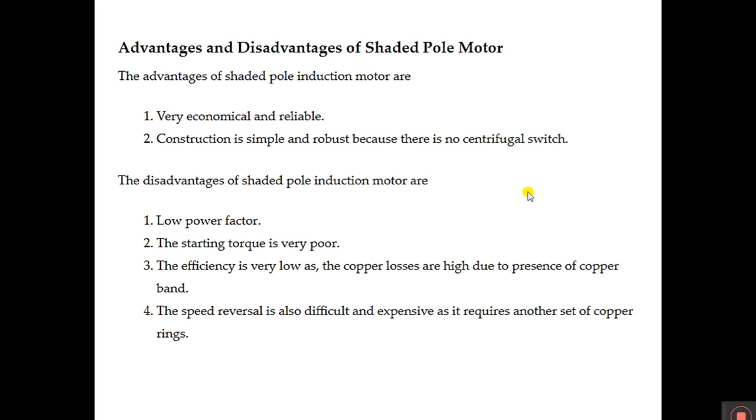And the disadvantages of the shaded pole induction motor are: one, lower power factor; second, starting torque is very low; third, efficiency is very low as the copper losses are high due to the presence of the copper band. And the next disadvantage is that speed reversal is also difficult and expensive as it requires another set of copper rings. So the size and power rating of this motor is very small. These motors are usually available in the range of 1/300 to 1/20 kilowatt.